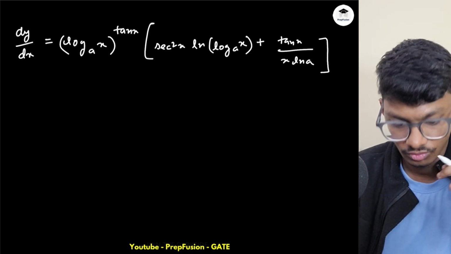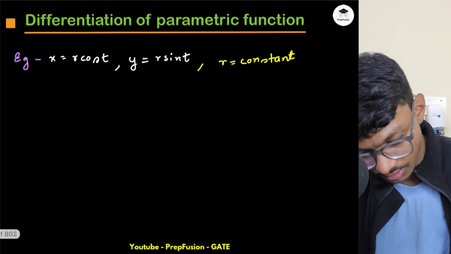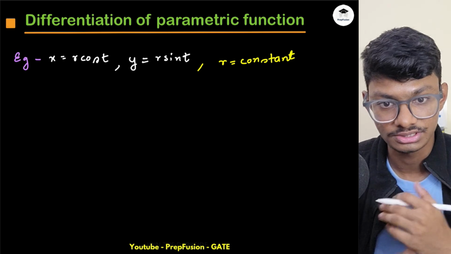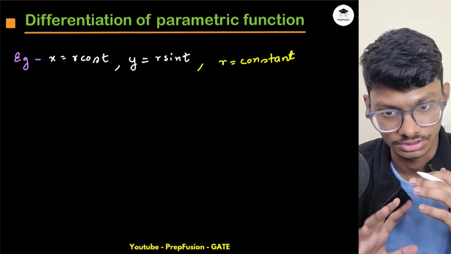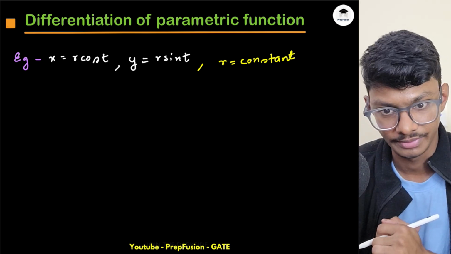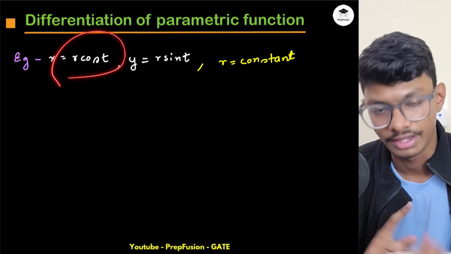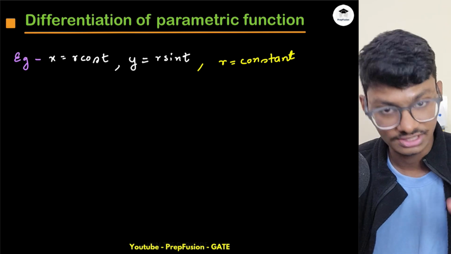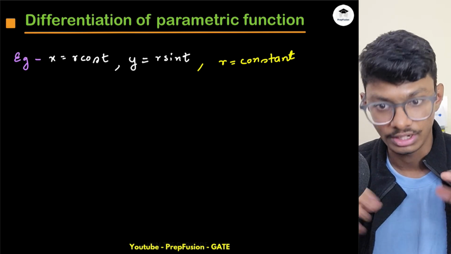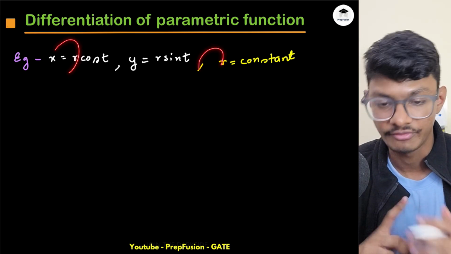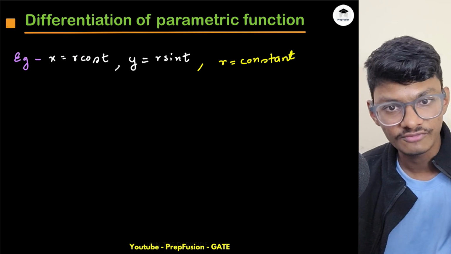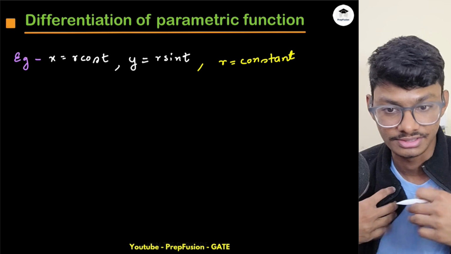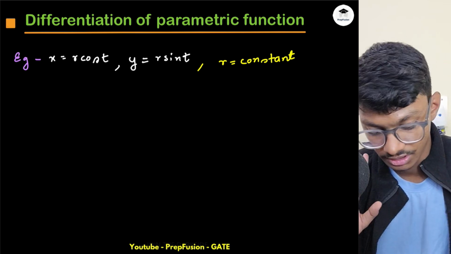Okay, so let's solve another differentiation topic, that is differentiation of parametric functions. If I have parametric functions, what do I mean by that? Now my x is a function of t, my y is a function of t, both of these are functions of t. But what I have to find is dy upon dx. Both are functions of some other variable, but what am I interested in? I am interested in dy upon dx.